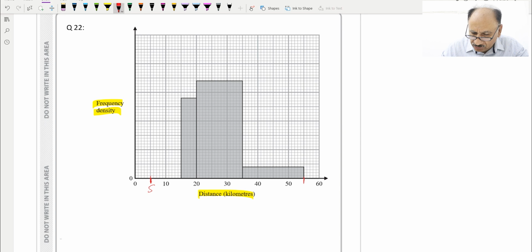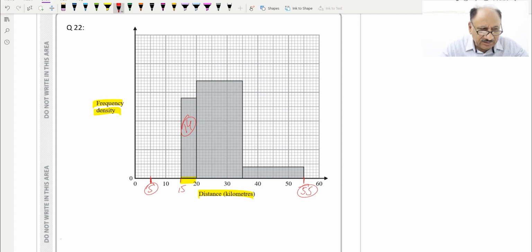So this is also the upper limit, 55. So from 5 to 55 kilometers. 14 adults ran between 15 kilometers to 20. So 15 is this one, and 15 to 20 is this much, and it is saying that 14 adults will be using this information. This number is provided as 14.